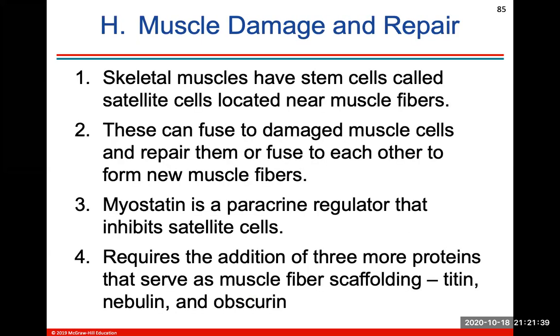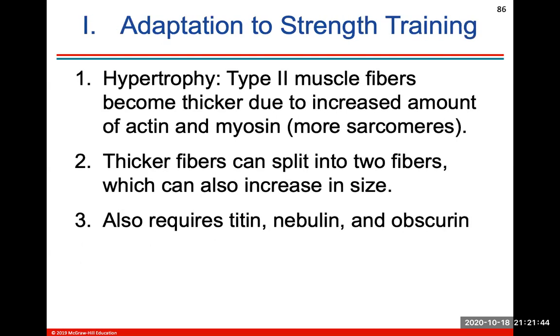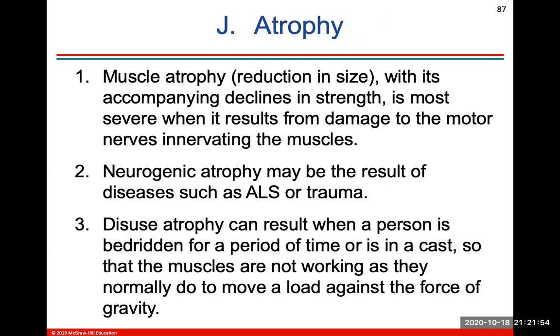Muscle damage and repair: it's harder for cells to repair as you age as well. Adaptation to strength training: your type 2 muscle fibers will become thicker. They will hypertrophy. Atrophy is a reduction in size with its accompanying declines in strength.